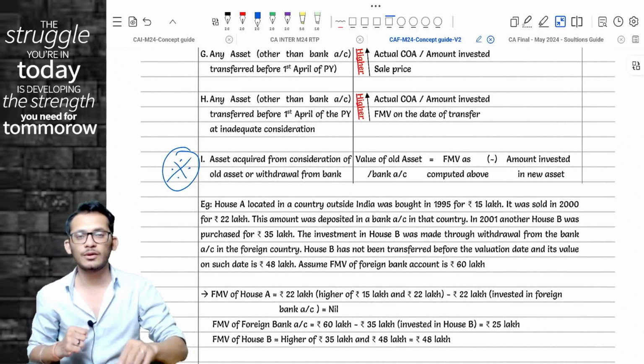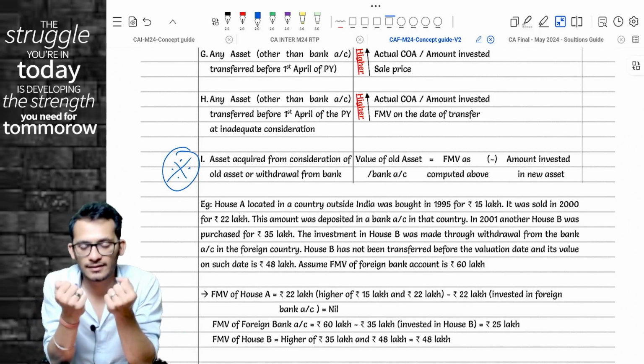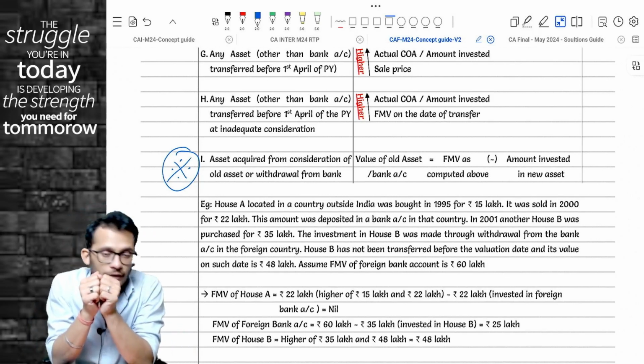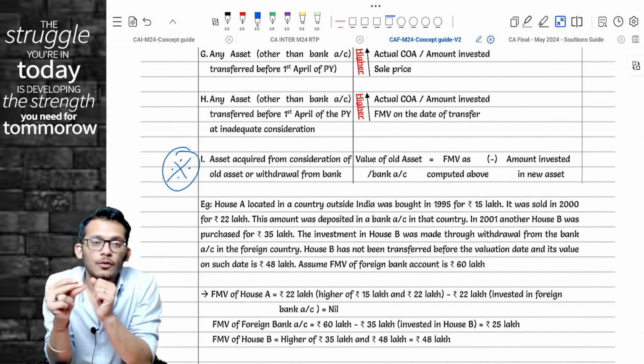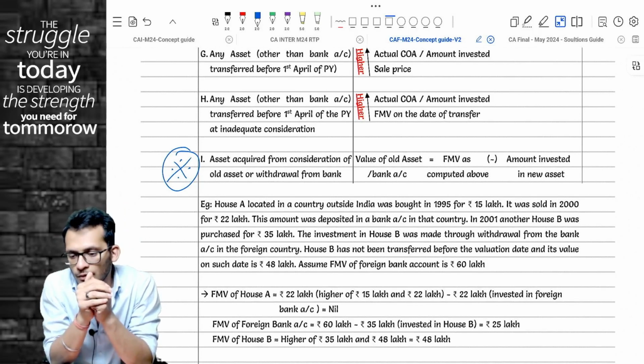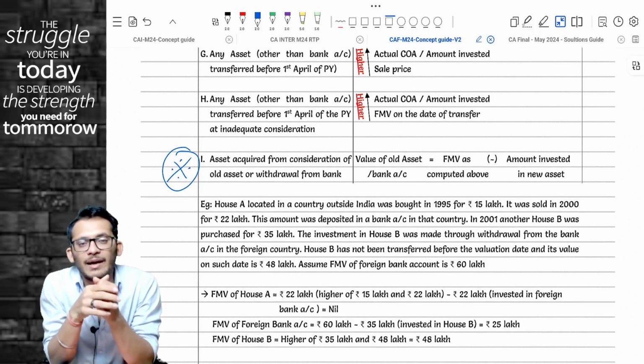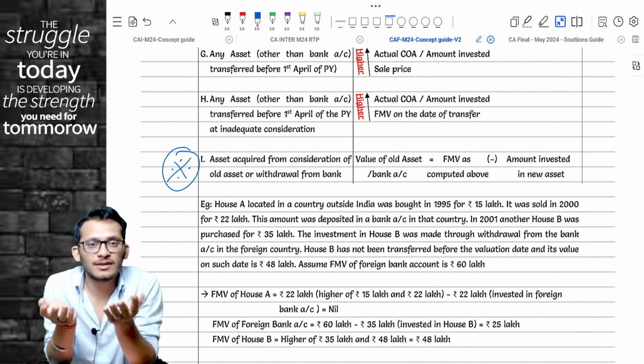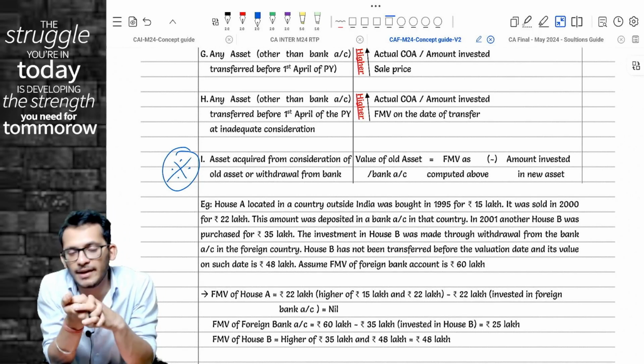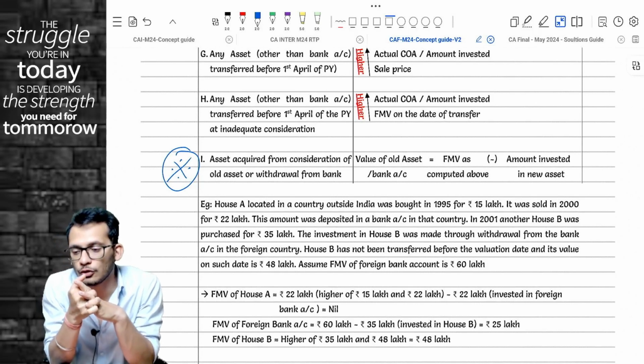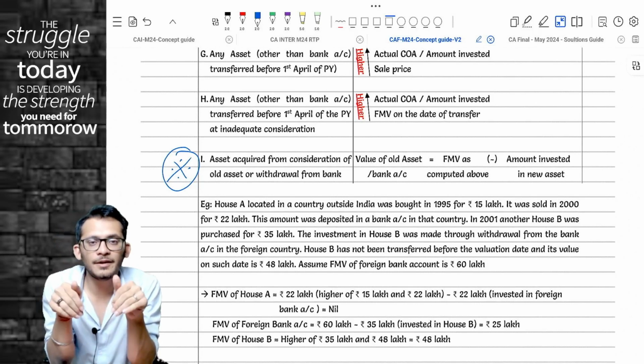Imagine an example where you had an asset of 10 lakhs. You sold this asset for 20 lakhs. Black Money Act comes and says take 10 lakhs or 20 lakhs, whichever is higher. So pay tax on 20 lakhs. Now this 20 lakhs, what will you do? Will you always keep it in your pocket?